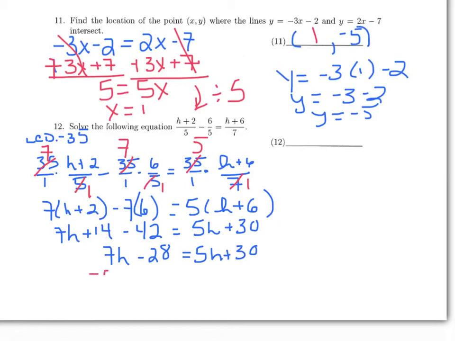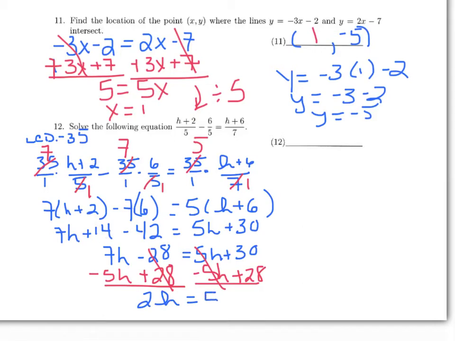Let's subtract variables to put them on the left-hand side. That means we have to add the 28 to move it to the other side. And this gives us simplified 2h equals 58. Divide both sides by 2, and h equals 29. So the answer to number 12 is 29.